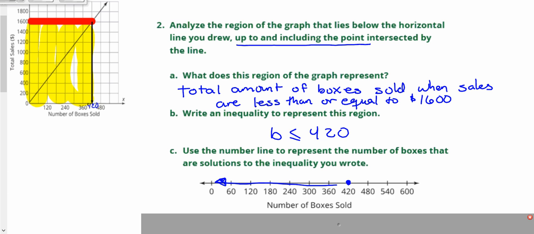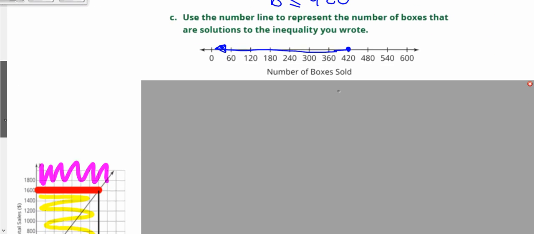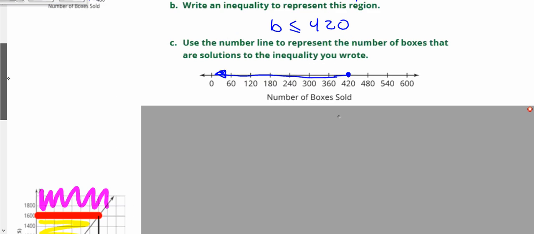So 420 down, there we go. Okay. So number of boxes sold, and that's represented by the yellow region in the graph. Okay. All right. So now they ask us to, oh, first off, sorry.